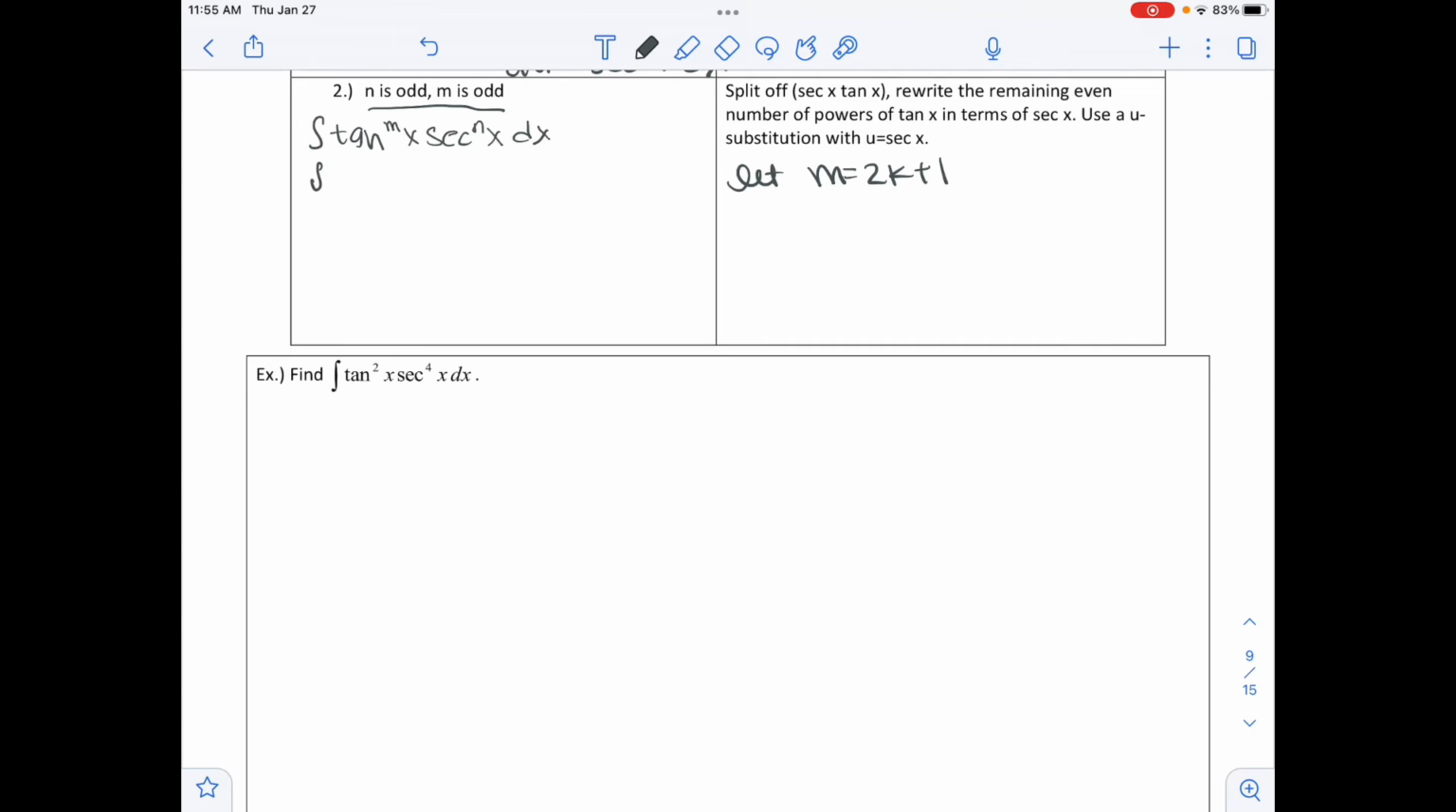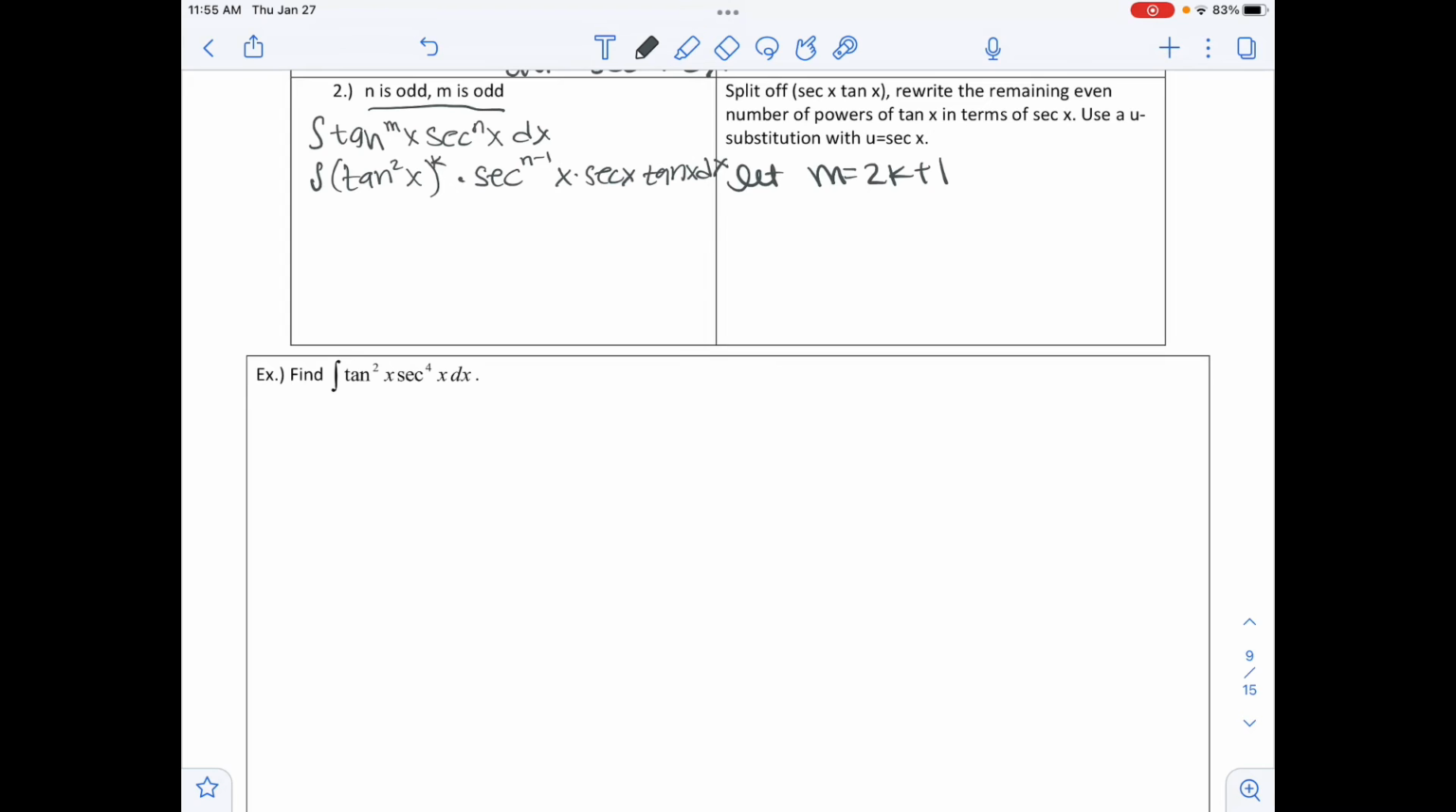So this is now going to be the integral of tangent squared of x to the k. And I'm also going to take one of the secants out also. So we're going to have secant to the n minus 1 power of x. So we have removed one of the secants. So we have a secant of x left over. And then m is equal to 2k plus 1. So I have an additional tangent also left over. And then don't forget your dx.